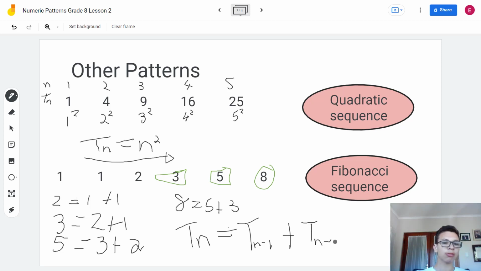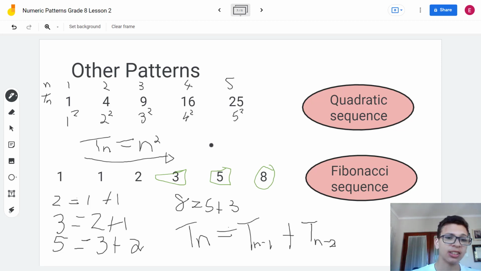Okay. 2 equals 1 plus 1. 3 equals 2 plus 1. 5 equals 3 plus 2. And 8 equals 5 plus 3. If you haven't understood how I got this, don't worry. This is just so you can be exposed to all types of sequences. But this leads me to our next slide.